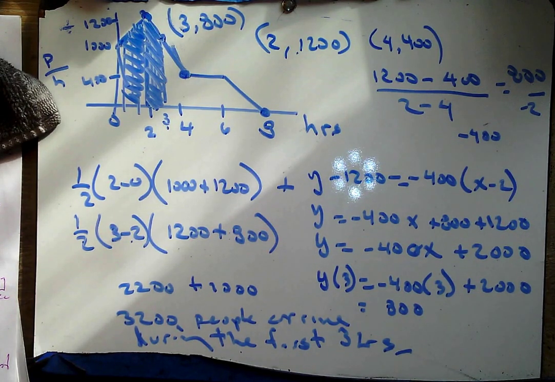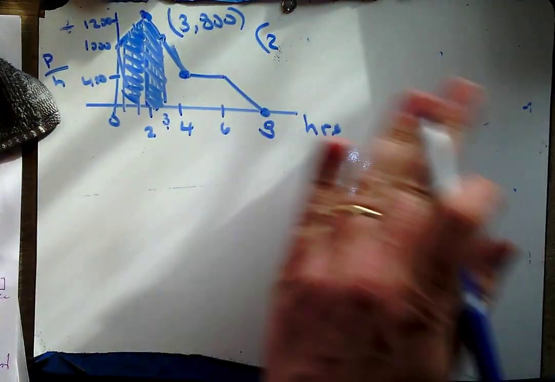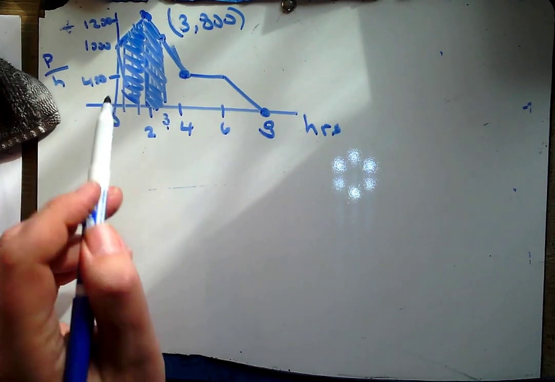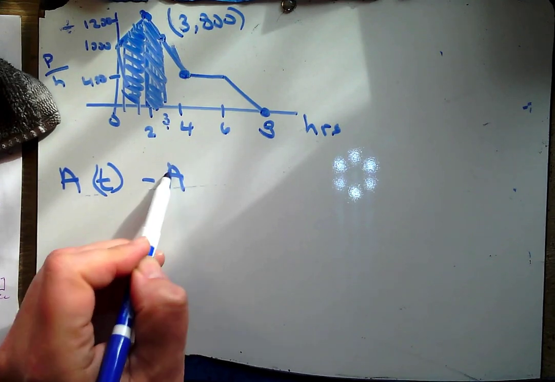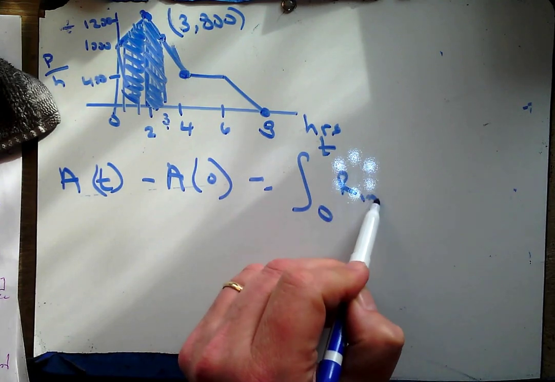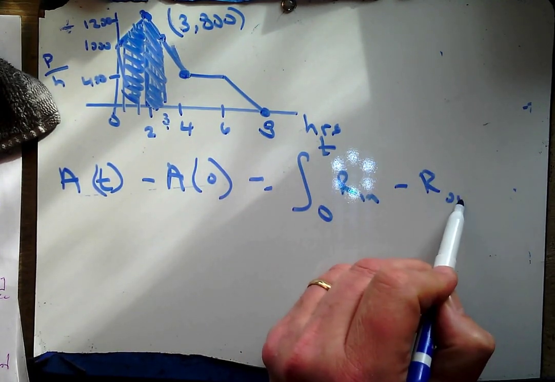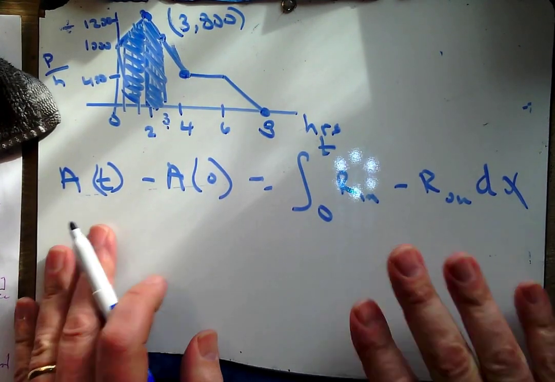Okay, here's part A. Part B: is the number of people waiting in line increasing or decreasing at t equals 2? Justify your answer. Well, here's the thing. I can do this problem 2 ways, and I should probably be comfortable doing it both ways. So this is a classic rate in, rate out. Our amount at t minus our amount at 0 equals the integral from 0 to t of the rate in minus the rate out. We do this over and over and over.